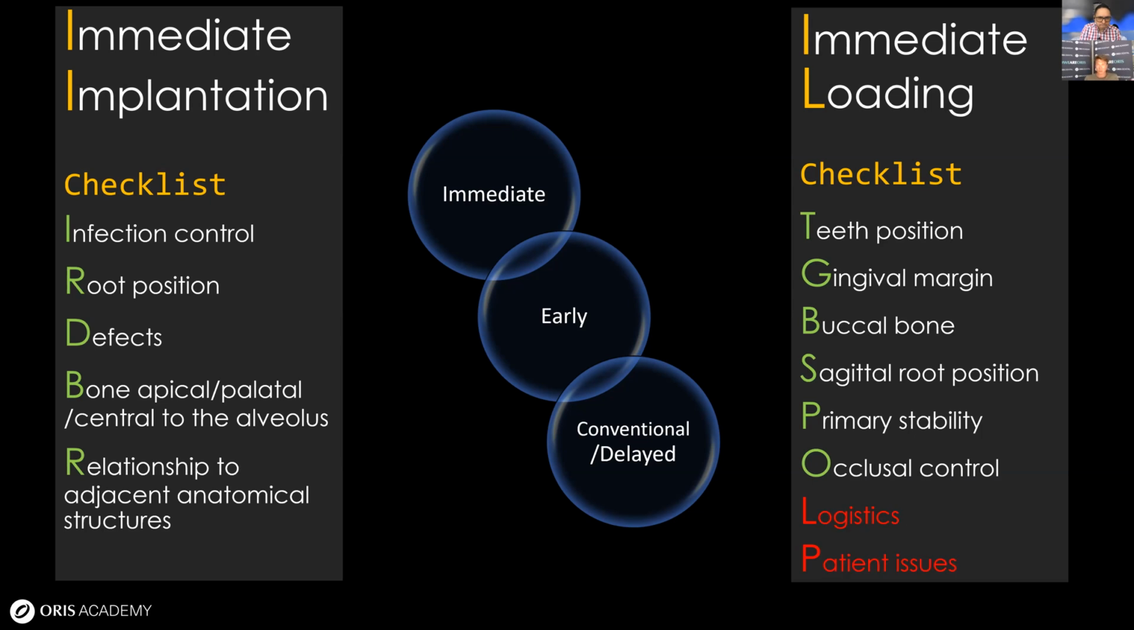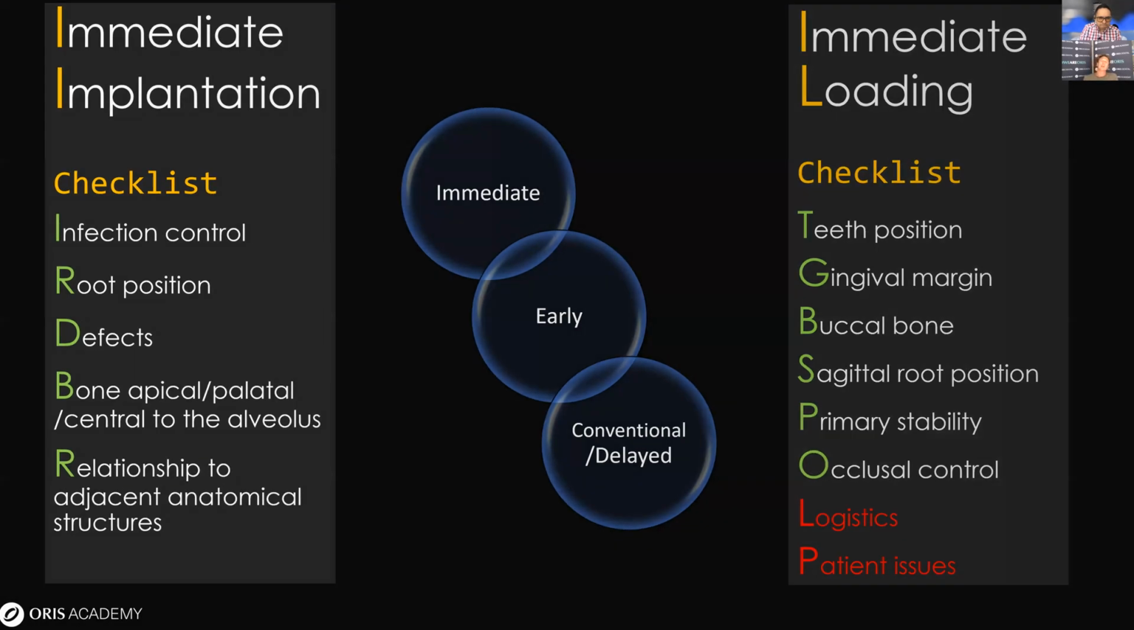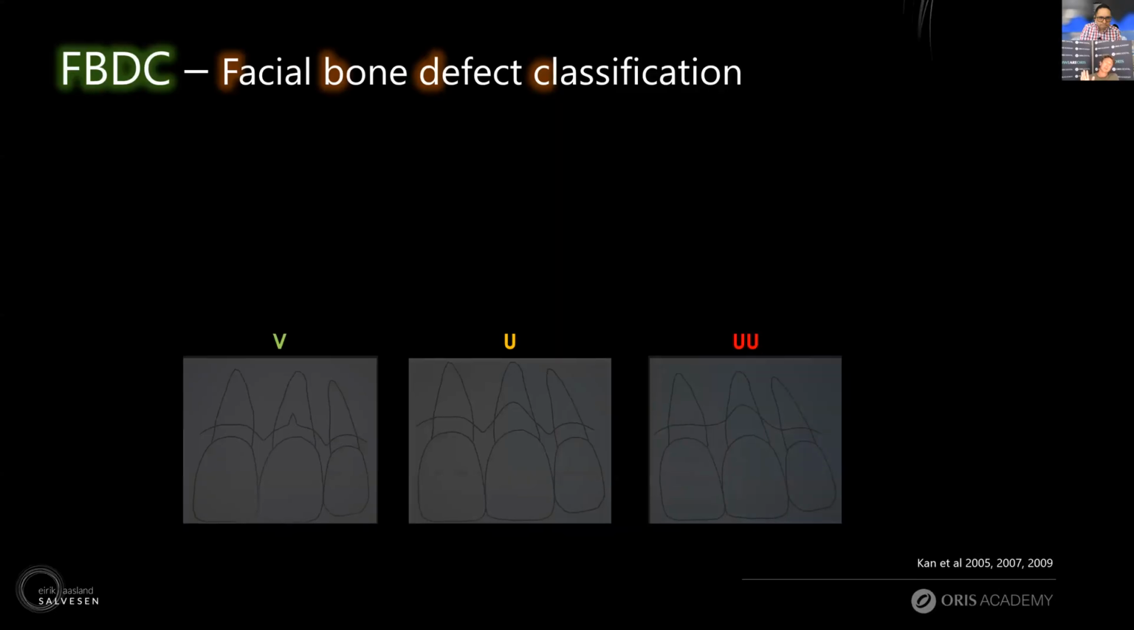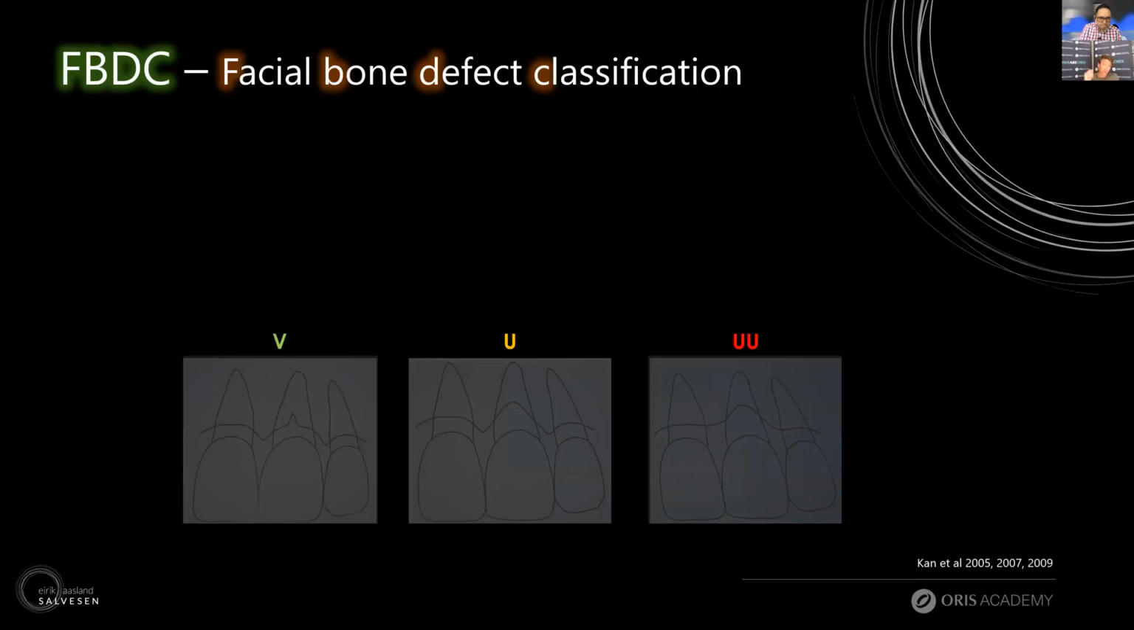As we move down this pathway, you will learn that it's the case selection that gives you success or grinds you the failures if you're not doing it. Let me give you a hint on a bone defect classification that I would like you to get in the back of your head so that you know this one. It's again by the group of Joseph Kan.